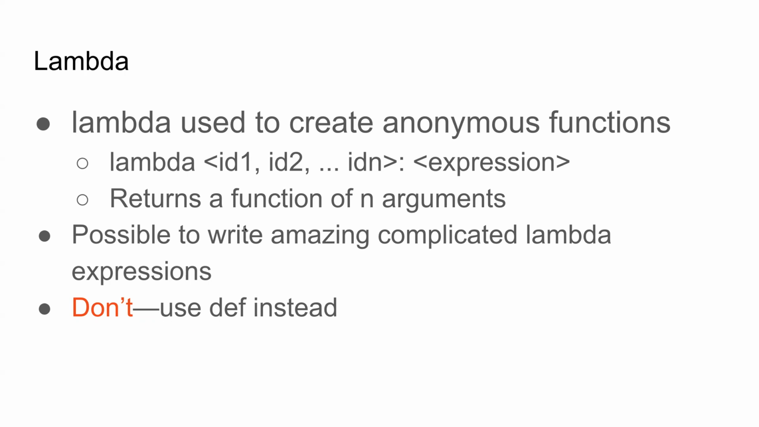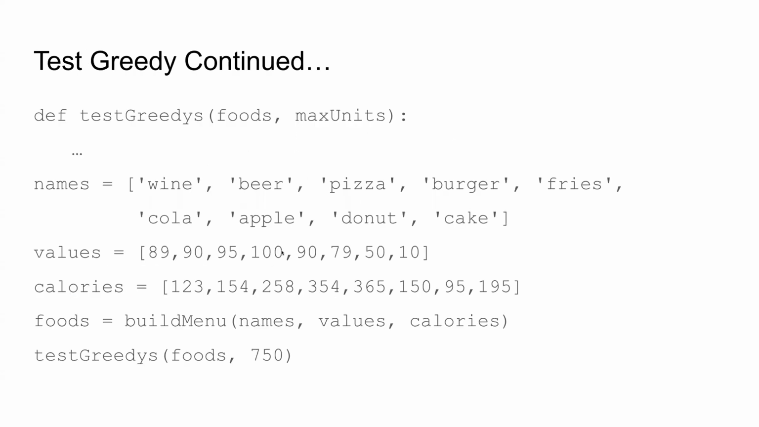You can use lambda to write complicated expressions, but it's frowned upon. Don't do that. Keep it simple. A one-liner is the best. Use the normal definition of a function instead. Okay. So we can test this with these names, values, and calories, build a menu, and test greedies.